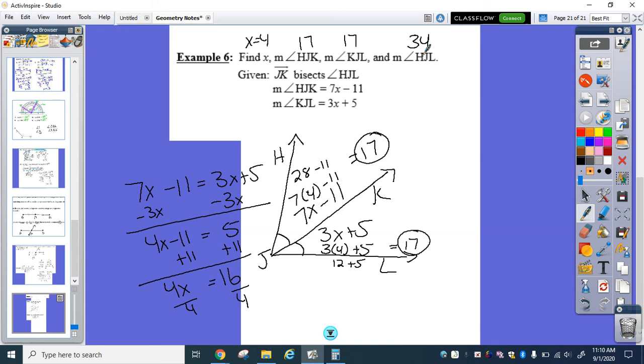Hopefully that'll give you all the information. You do not have a very long assignment on angle bisectors, but I wanted to make sure you had some examples to go back to in case you got into any trouble.